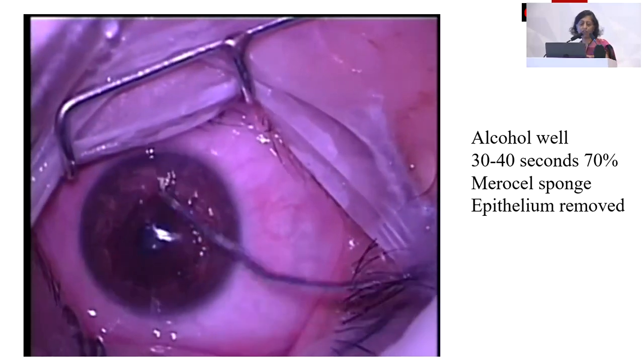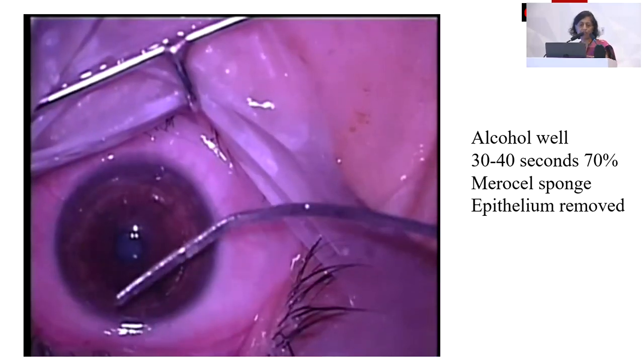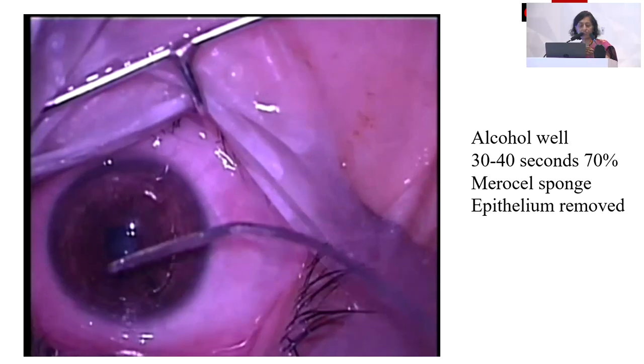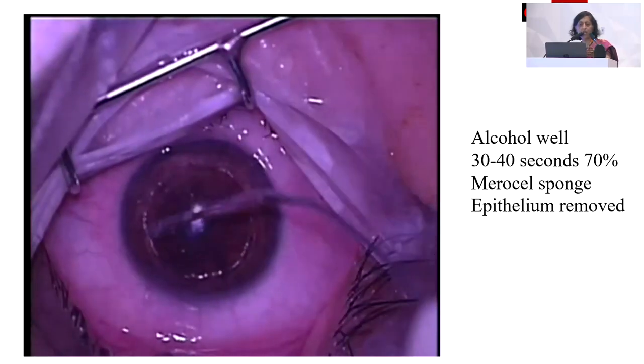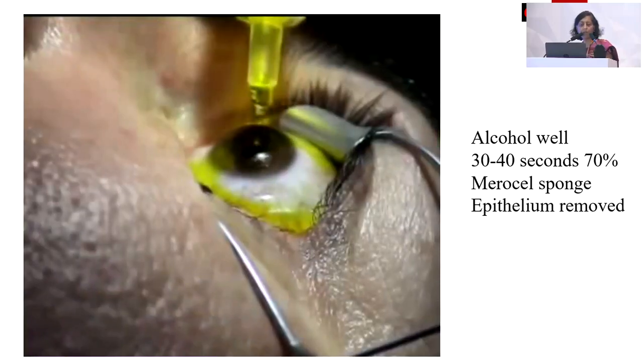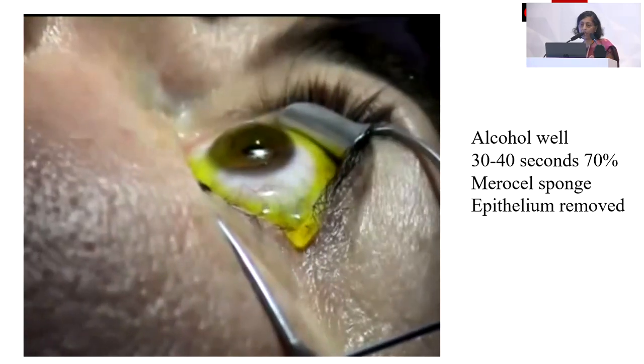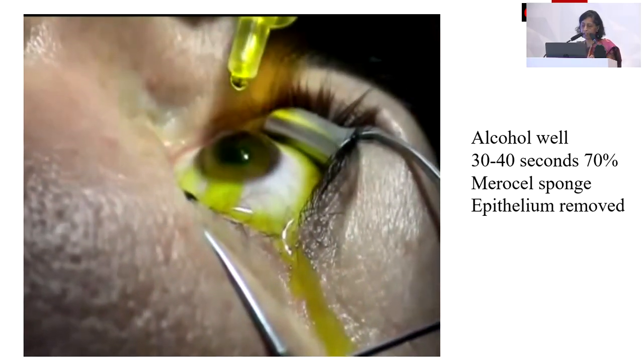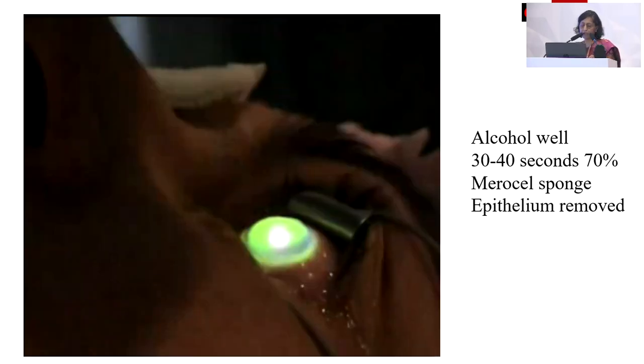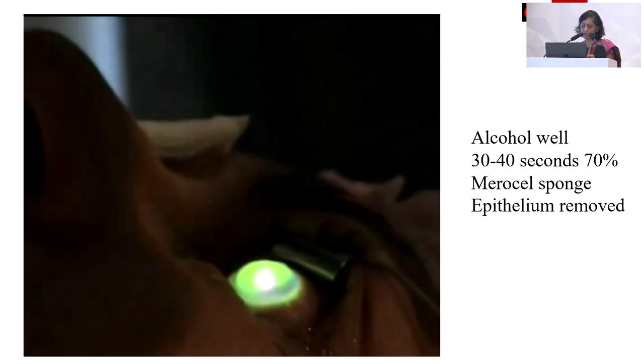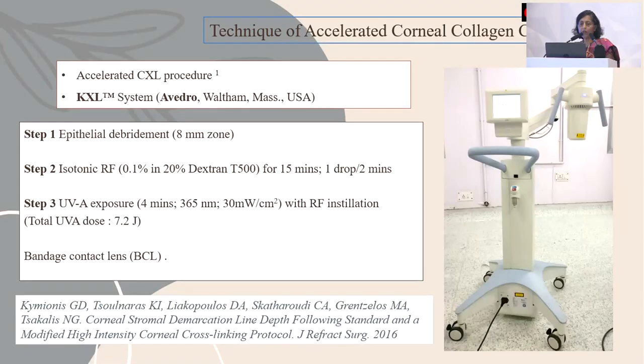If you apply it for less than 40 seconds, there are islands of epithelium which are still attached, and then one would have to use a blunt instrument to gently move it away. And then, of course, one would apply the riboflavin, and then the Mirocell sponge, remove the epithelium, and then apply the UV radiation.